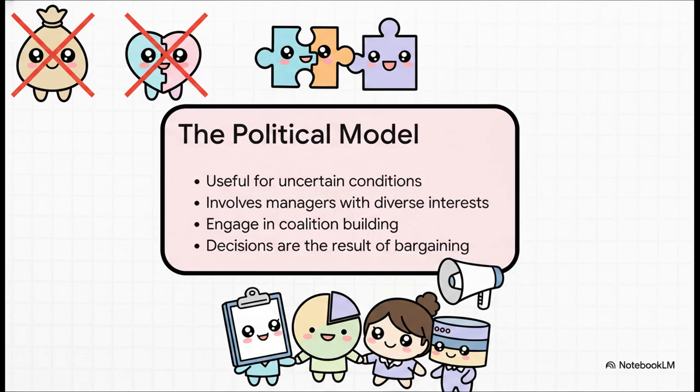To get anything done here, a manager must engage in coalition building. That means forming informal alliances, having those offline conversations in the hallway, and using soft power to support a specific goal. Without a solid coalition, powerful groups will simply derail the entire decision-making process through endless negotiation and horse trading.